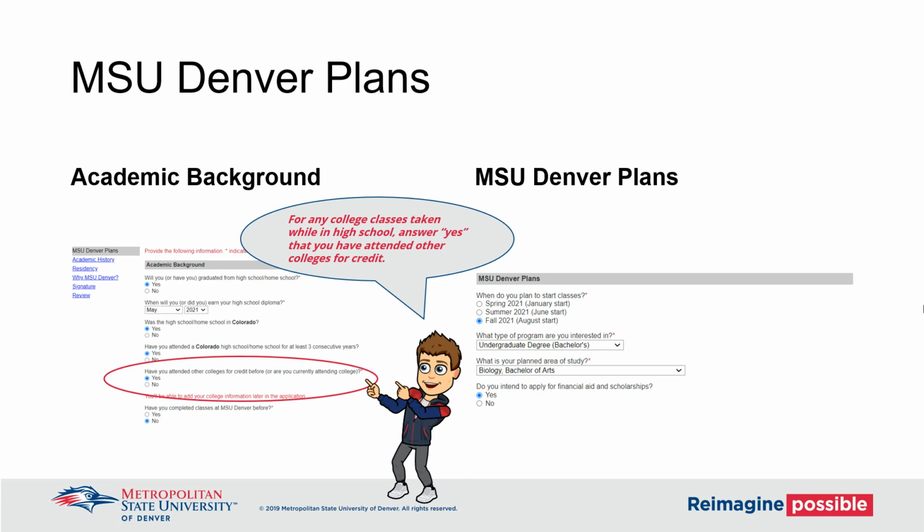Enter your MSU Denver plans so that we know when you want to start. If you're planning on starting next August, that's fall 2021. An undergraduate degree is probably what you're looking for as the 4-year degree. Then enter the field of study and let us know whether or not you plan on applying for financial aid and scholarships.